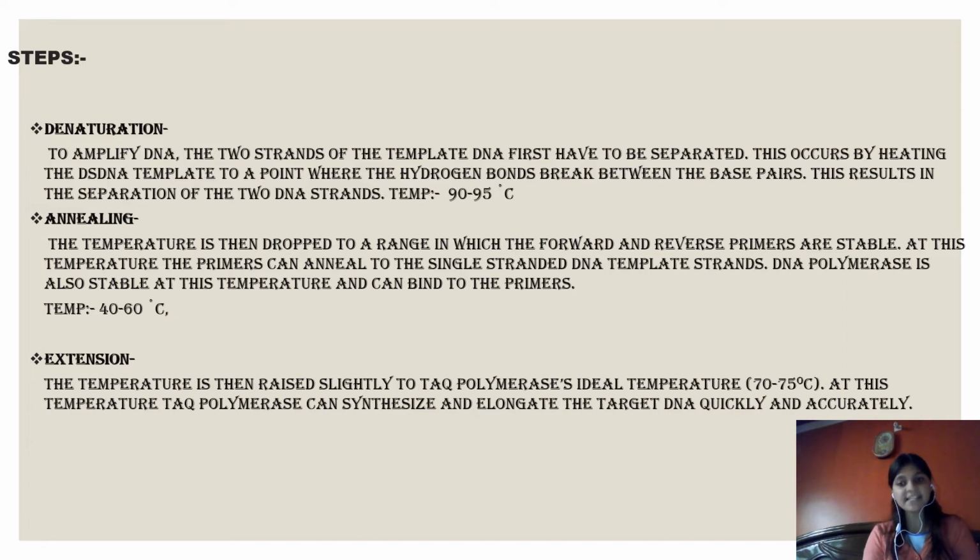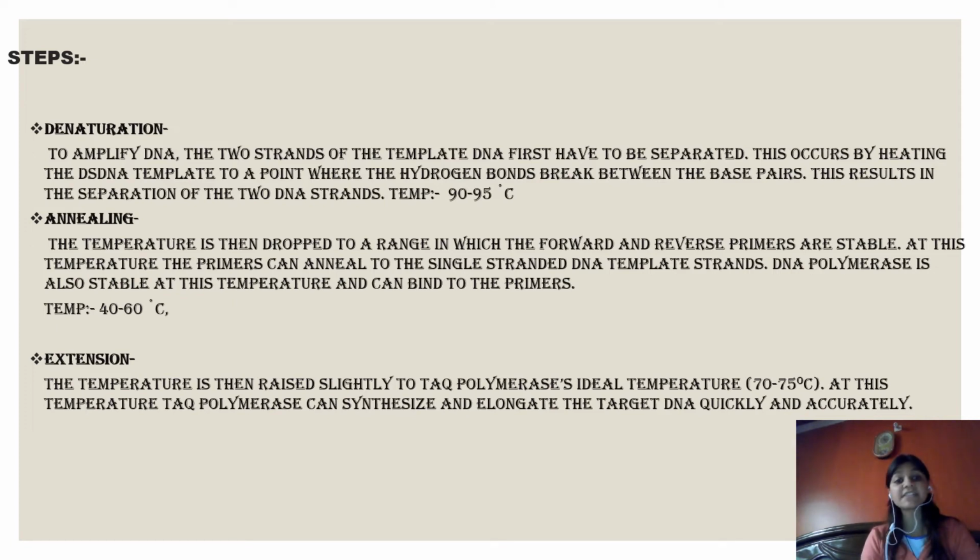Let's begin the next step, which is annealing. In annealing, we now have to drop the temperature. We have to decrease the temperature because the temperature was high. We raised the temperature to break down the double-stranded DNA into single strands. As we need to anneal, we have to produce multiple copies from that single-stranded DNA, so we need to drop down the temperature.